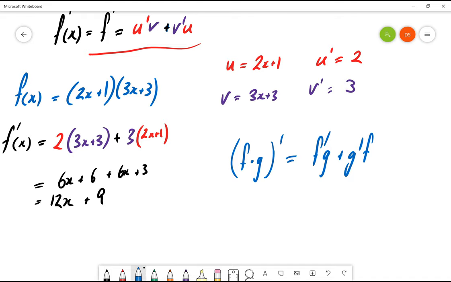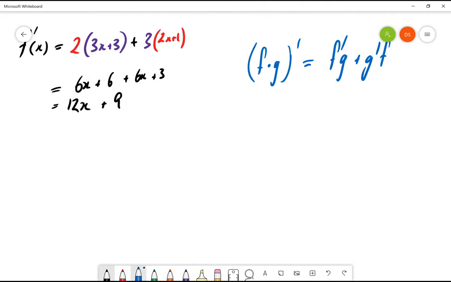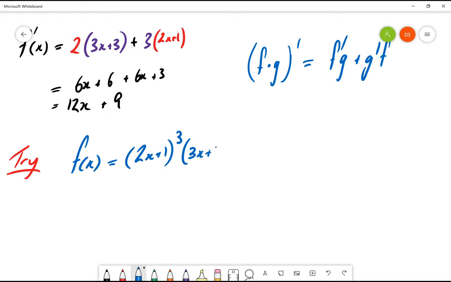Okay. So let's try f of x is equal to 2x plus 1 to the power of 3 times 3x plus 3. Let's give this one a go. And I'm just going to write my derivative thing. f dash x is u dash v plus v dash u. All right, let's see if we go. GC, are we happy now?